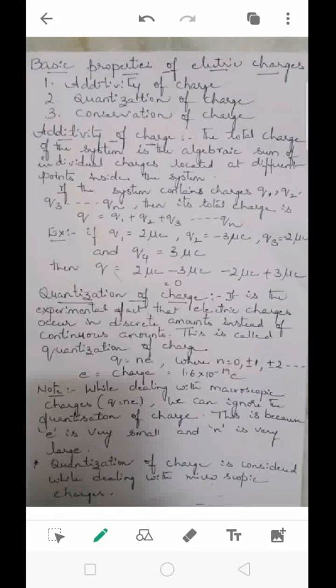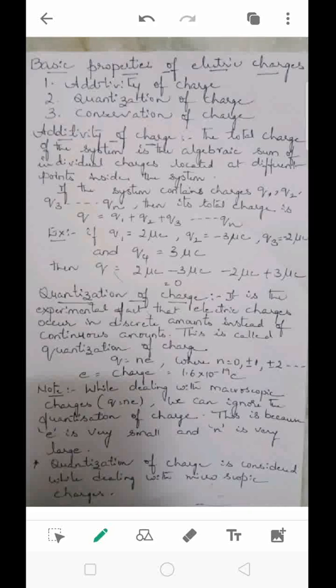Next concept, let us learn about the basic properties of electric charges. There are three basic properties of electric charges. The first one is called additivity of charge. The second one is the quantization of charge. And the third one is the conservation of charge.